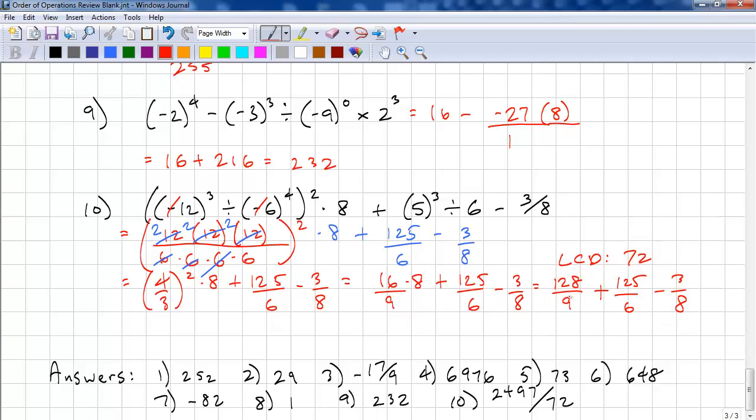We need to multiply this by 8. 8 times 128 is 1024. We need to multiply this by 12 over 12. So that's 1500 over 72. And we're subtracting. This needs to be multiplied by 9 over 9, so that's 27. Add these two, subtract that, and we get 2,497 over 72. And that completes the answer key.